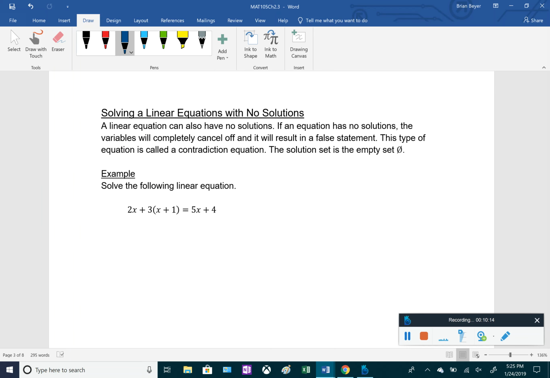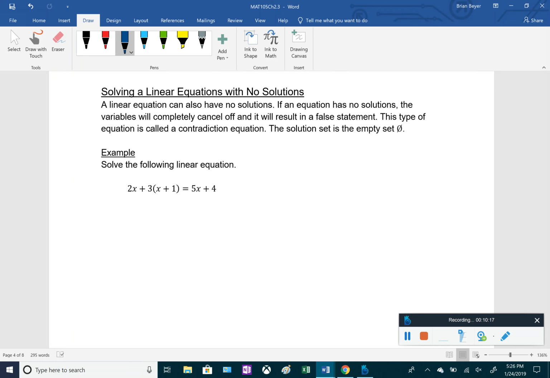So let's see what happens when a linear equation has no solutions. So a linear equation can have no solutions when the variables cancel off. So once again, the variables are going to cancel, except this time it's going to result in a false statement. So this is what we call a contradiction statement, and the solution set would be the empty set. So the empty set meaning there's just no solutions. There's nothing that we could plug in that'll make it work. So let's do this example.